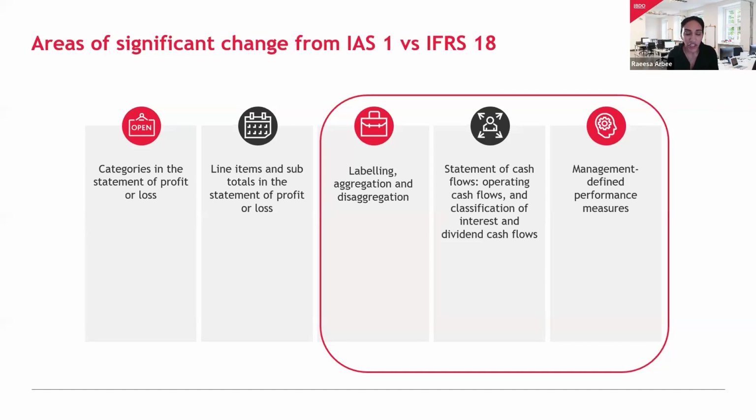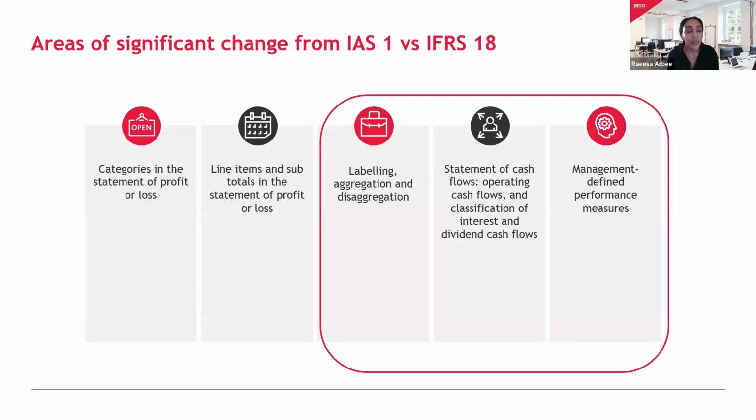The other change is that you can still classify your income and expenses by nature or by function, but if you use the function approach, so your cost of sales approach, as sometimes people refer to it, there are going to be some additional requirements where you disclose certain line items separately if they're material.